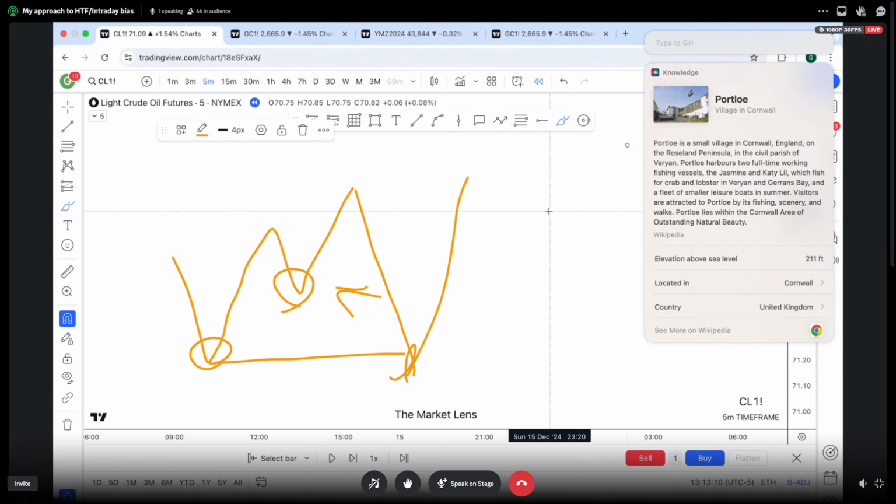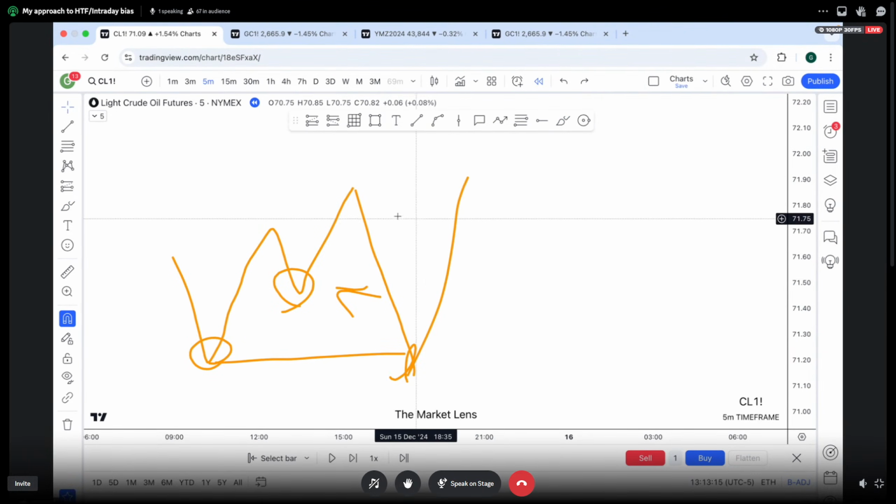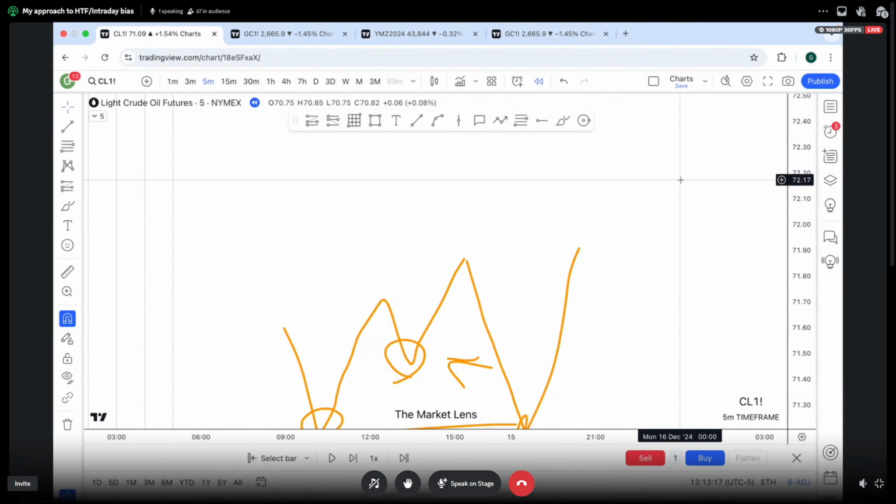village in Cornwall, England, What on is the Port Roseland Low? Peninsula, in the civil parish. Dude, I don't know why that's on.